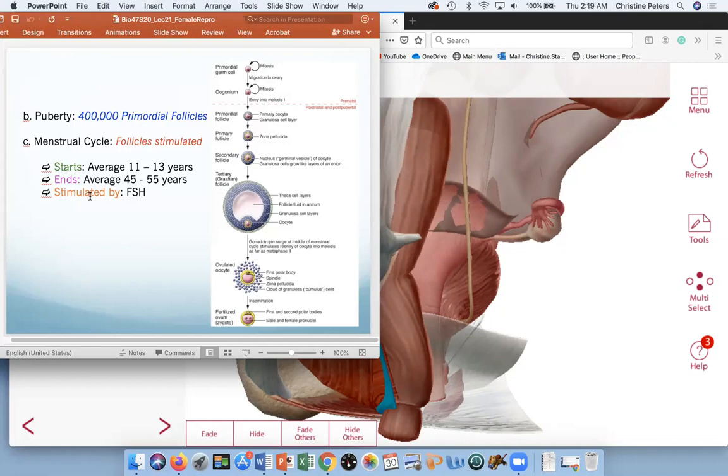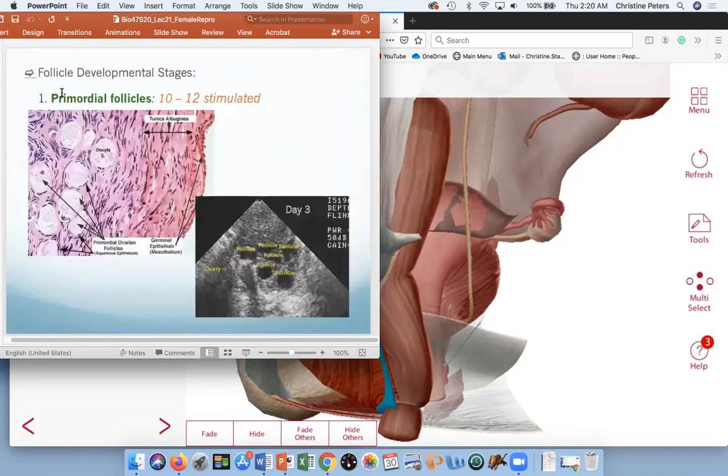It starts usually between 11 and 13 years of age for most girls, and usually ends between 45 and 55 years of age for most women. So we have a reproductive life that starts in our early teens and ends somewhere in our late 40s, early 50s. In fact, if you get pregnant in your early 40s, you're really lucky. All right, so next is looking at the follicular developmental stages.